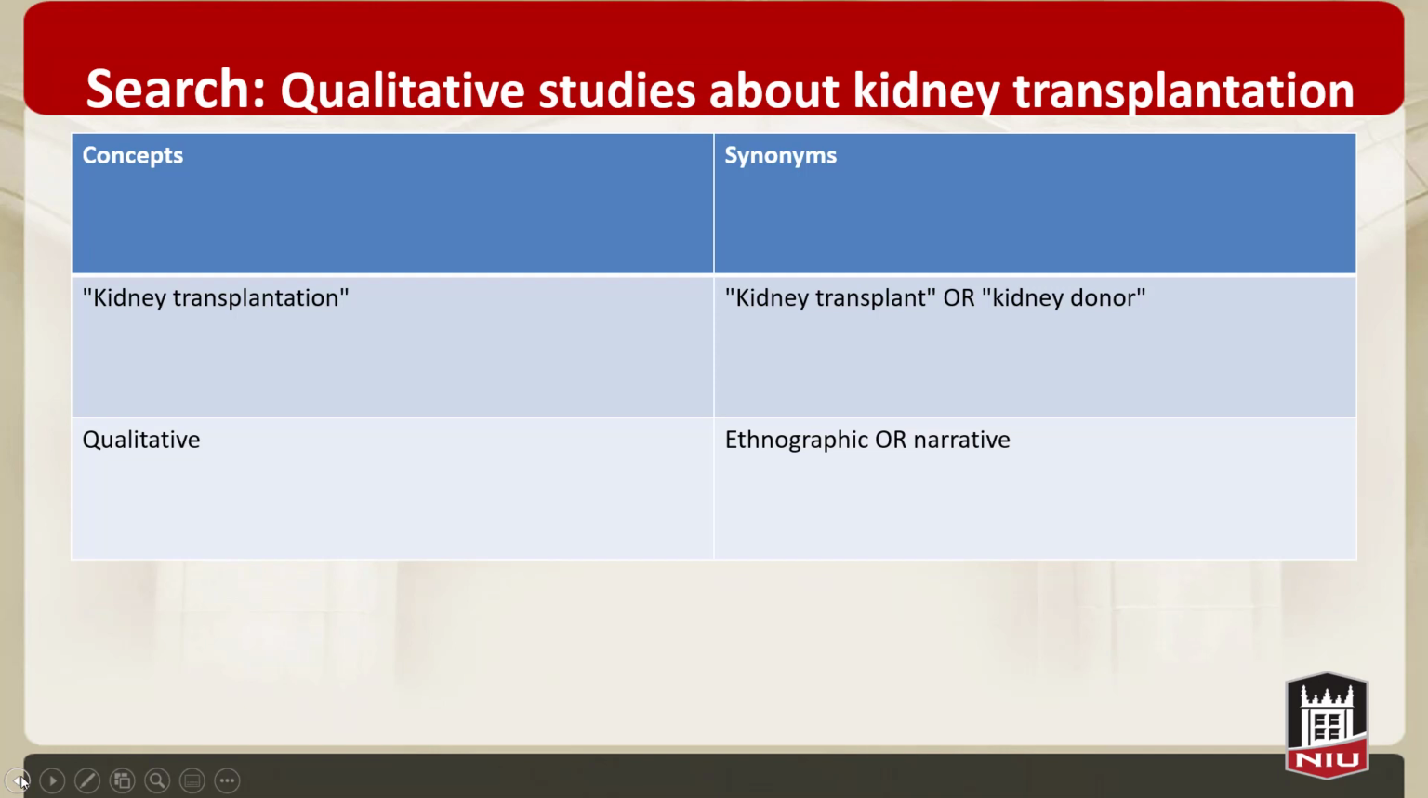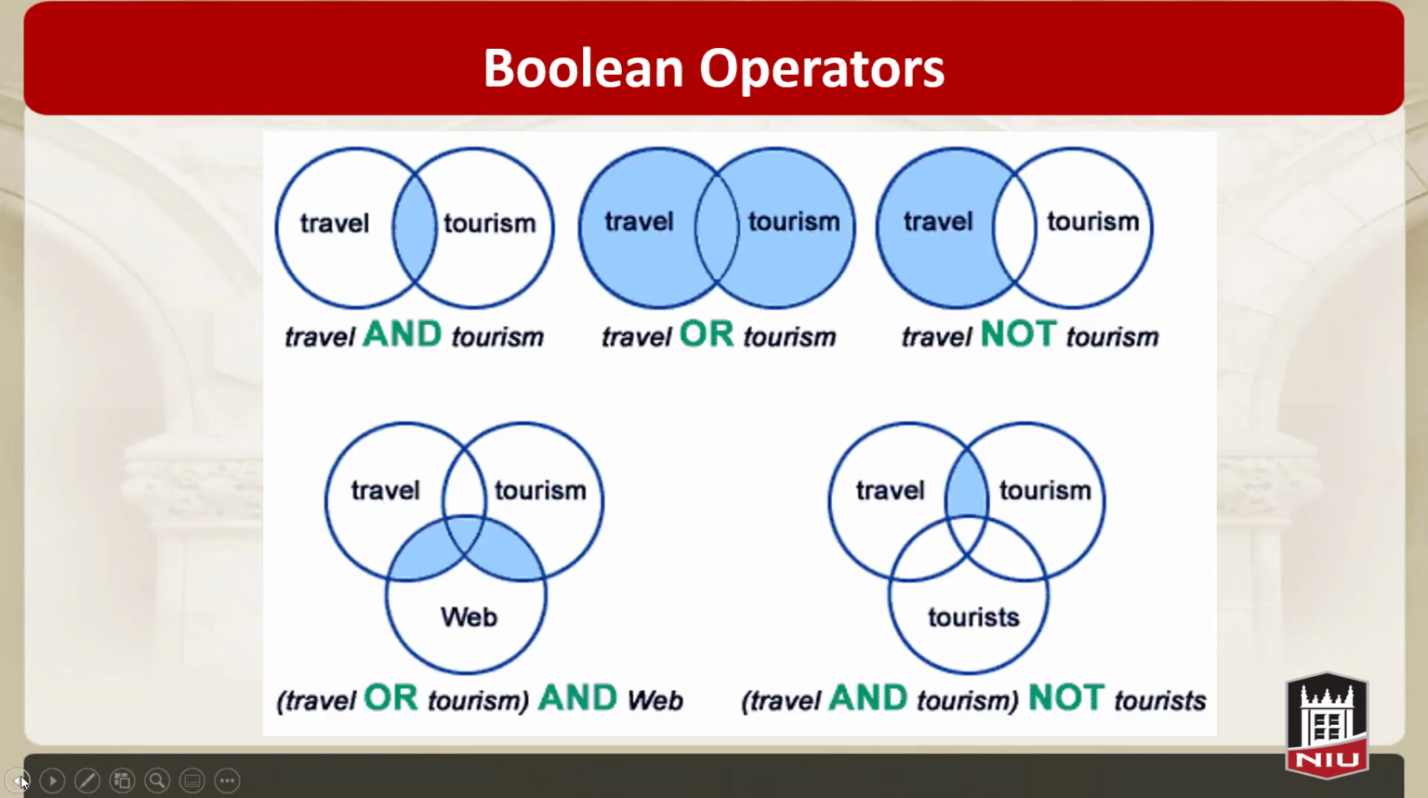Neither list of synonyms here is exhaustive because we don't need exhaustive results here. All we need are enough terms to get good results. To move from our chart of concepts and synonyms to searching, we need to understand Boolean operators. The two most important Boolean operators are the words OR and AND.